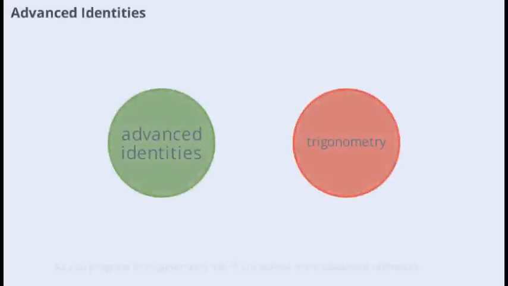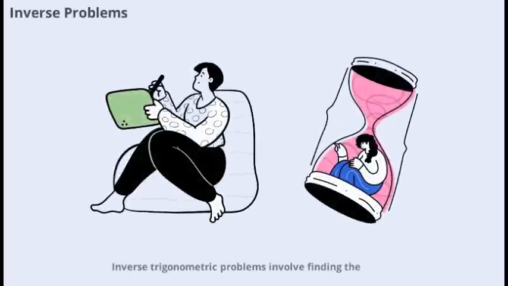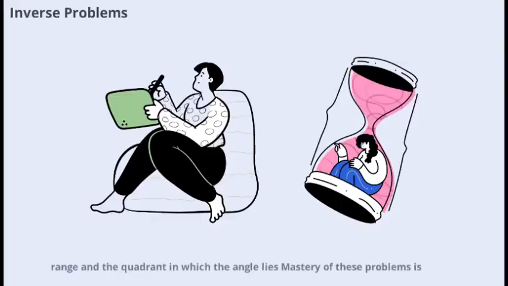As you progress in trigonometry, you'll encounter more advanced identities, such as those involving triple angles, product to sum, and sum to product formulas. These identities expand your toolkit and allow you to tackle even more challenging problems in mathematics and science. Inverse trigonometric problems involve finding the angle when given a trigonometric value. These problems often require careful consideration of the function's range and the quadrant in which the angle lies. Mastery of these problems is crucial for high-level mathematics and applications.